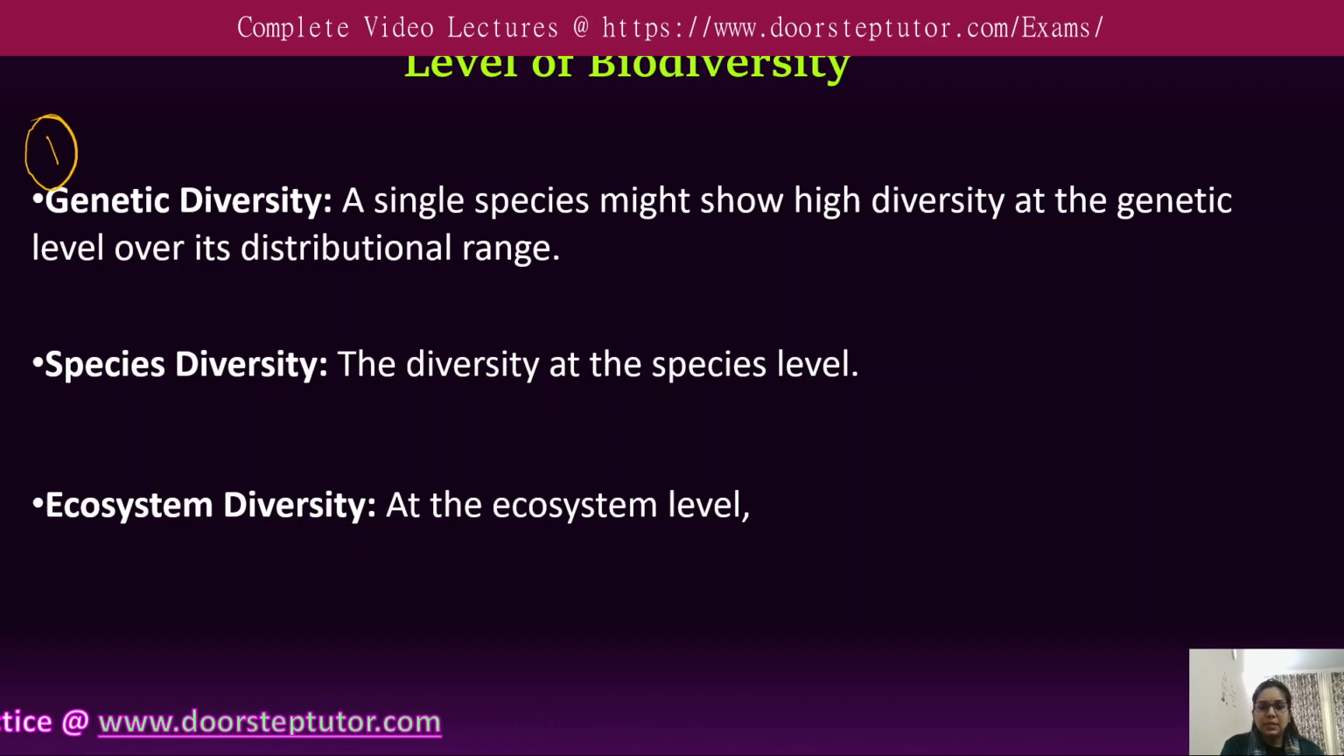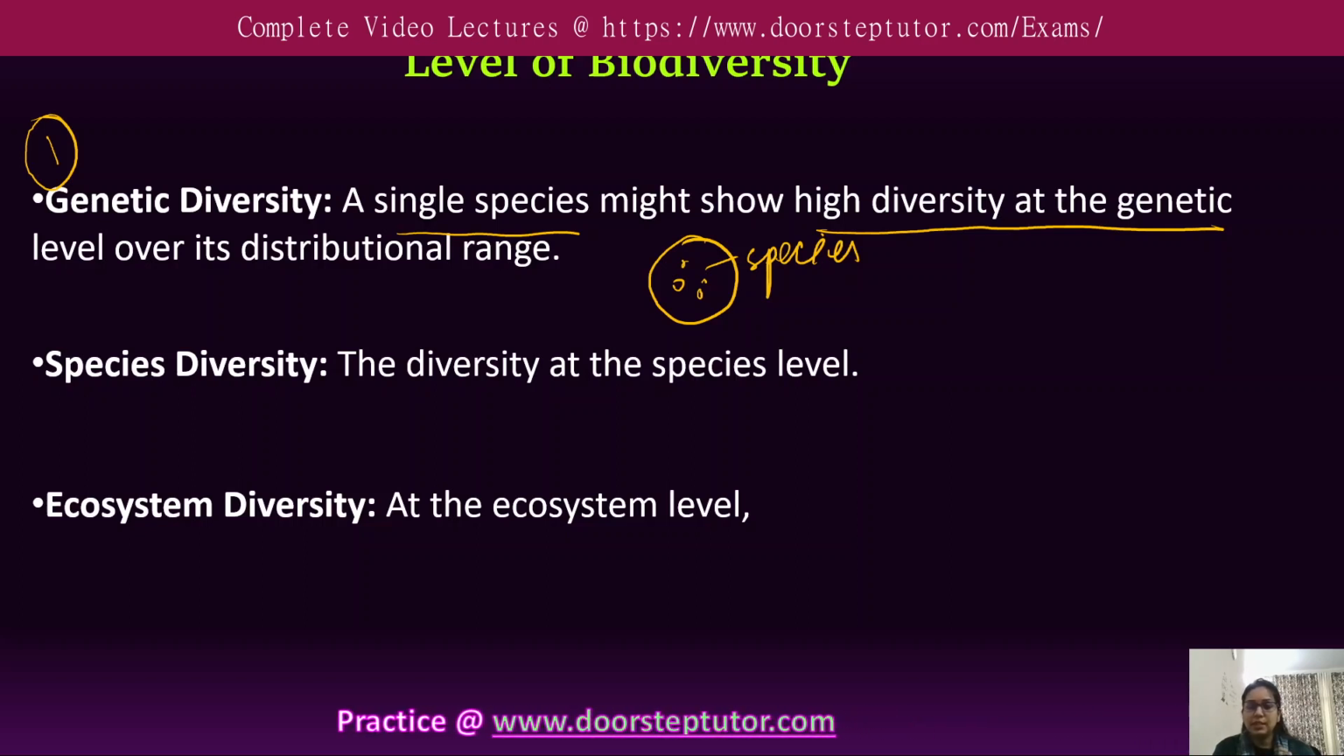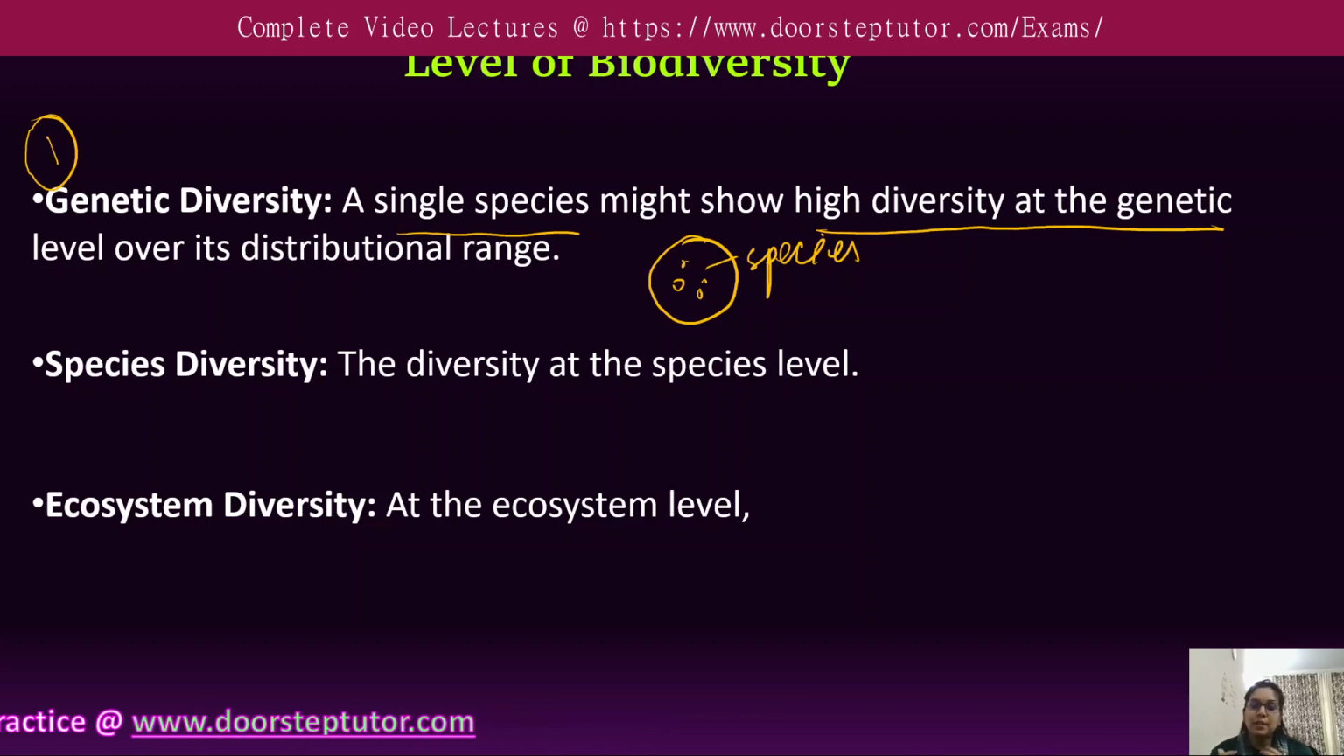Genetic diversity means a single species which shows the highest diversity at the genetic level, distributed over a particular range. That is known as genetic diversity, or it may refer to the variety of genes within a particular species. Suppose this is a species, there may be a variety of genes present in that particular species, and this genetic diversity is very much essential for the adaptation as well as the survival of the species over time.